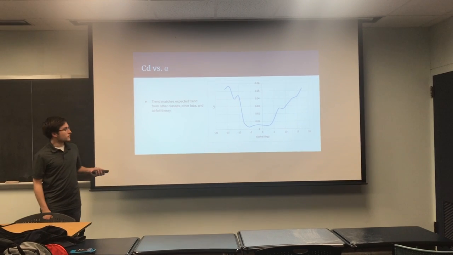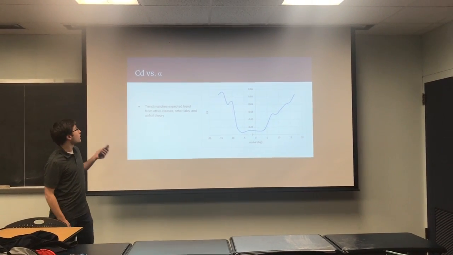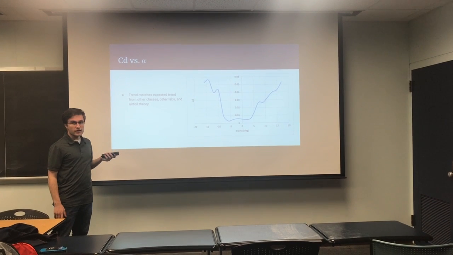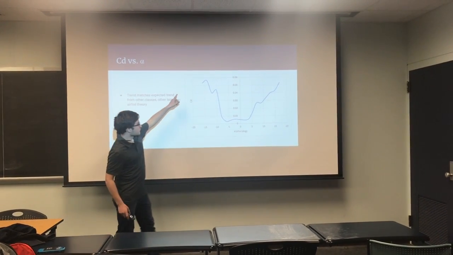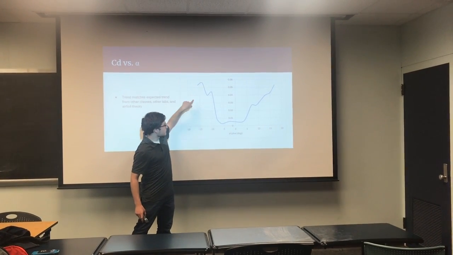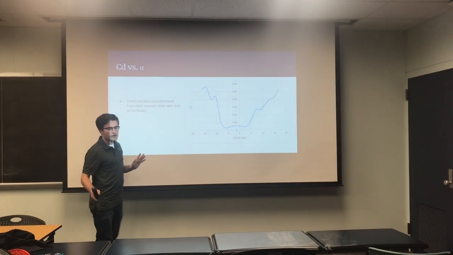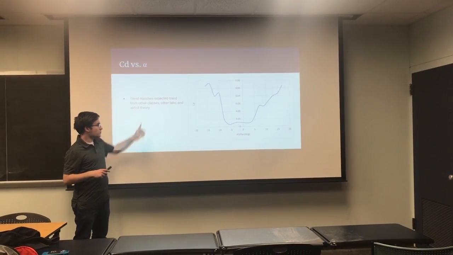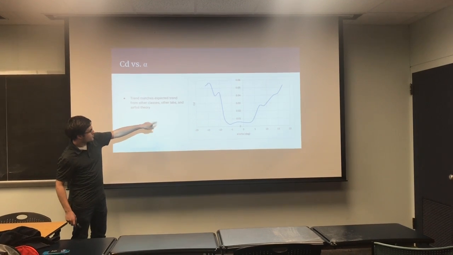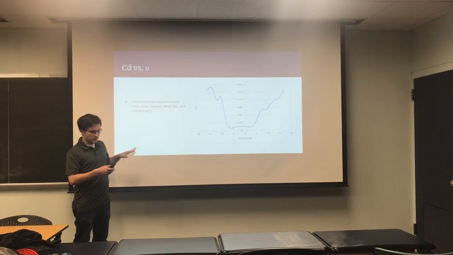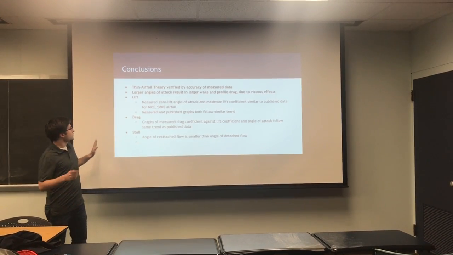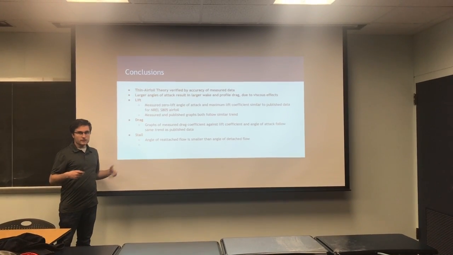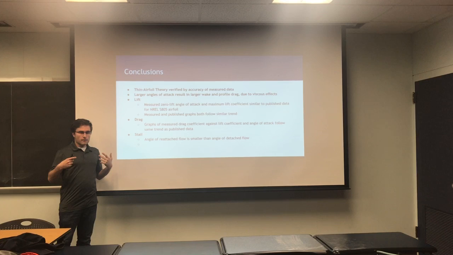Okay, so the last part of this lab was an optional plot of coefficient of sectional drag versus angle of attack alpha. As you can see, the rough bucket shape, as was expected from airfoil theory in general and from other labs in this course, was there. There are some bumps, but the rough bucket shape is still there. In conclusion, thin airfoil theory has been verified by our measurements.